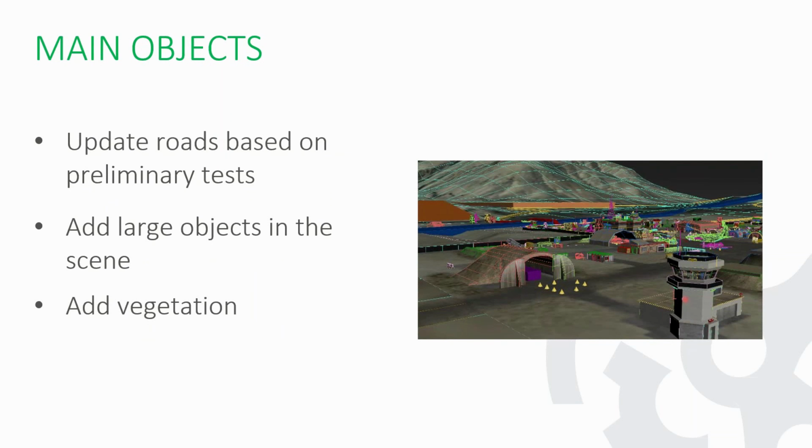Then we start placing the main objects. We have a number of building models that are prepared. We update the road based on the preliminary driving test, and we add the large objects to the scene, so the various big buildings. It's also at this stage that we place the vegetation field, and we adjust the density for both looks and performance.